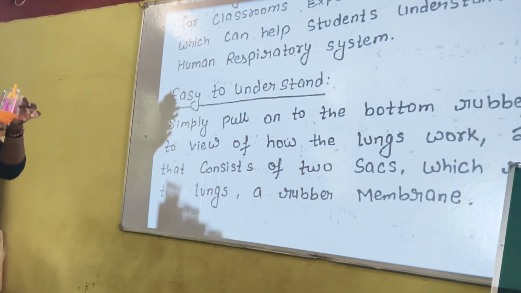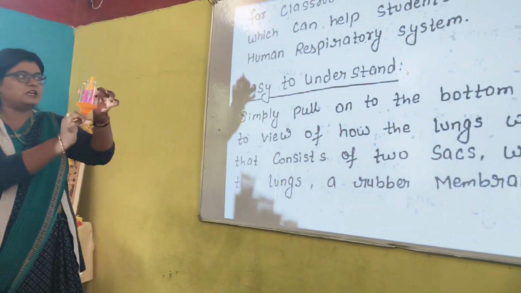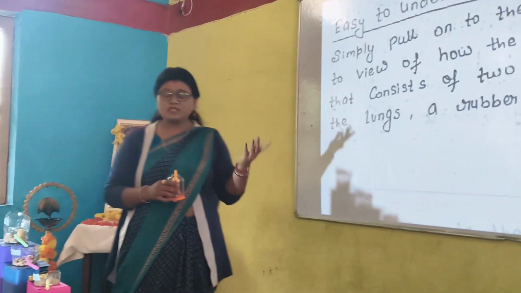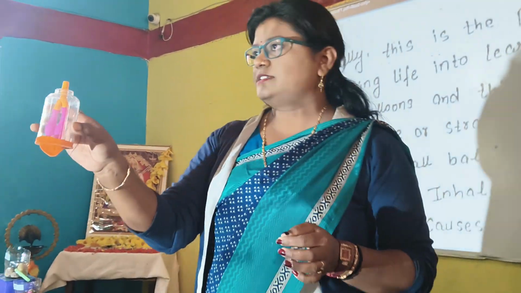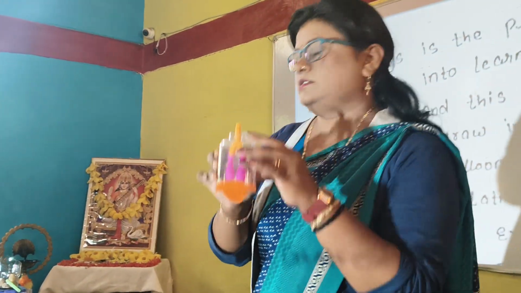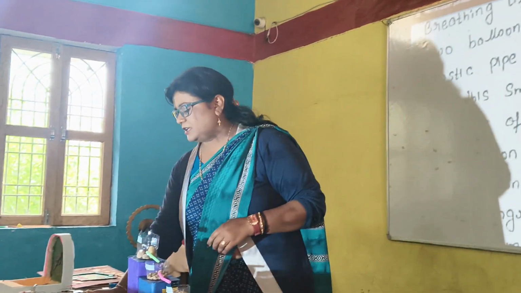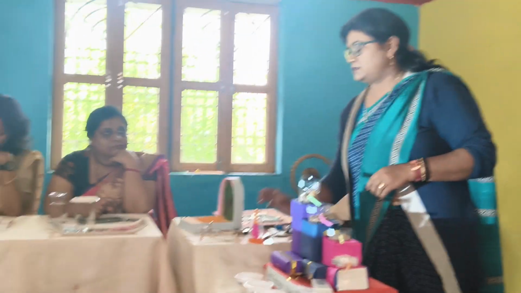Simply pull the bottom rubber section to see how the lungs work. So this is the process of inhalation and exhalation, and this model is the human respiratory system. So one TLM is complete. Any questions?